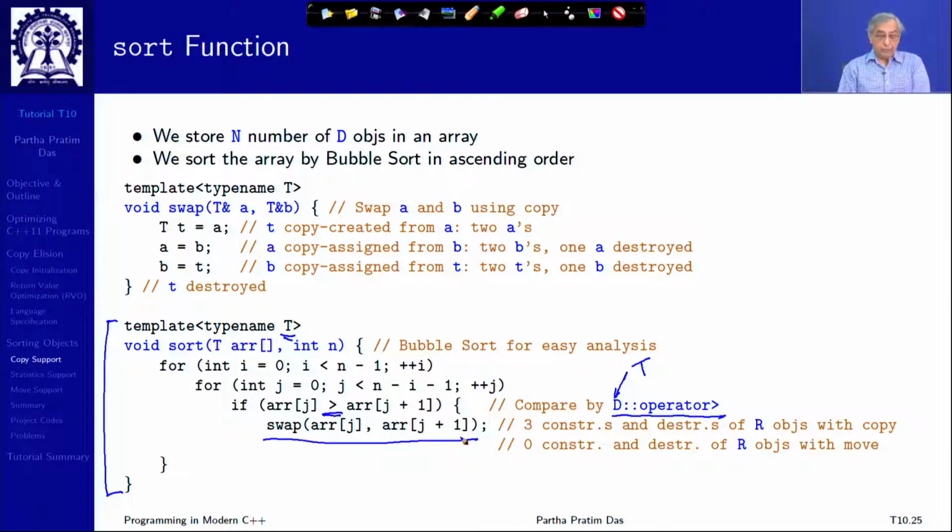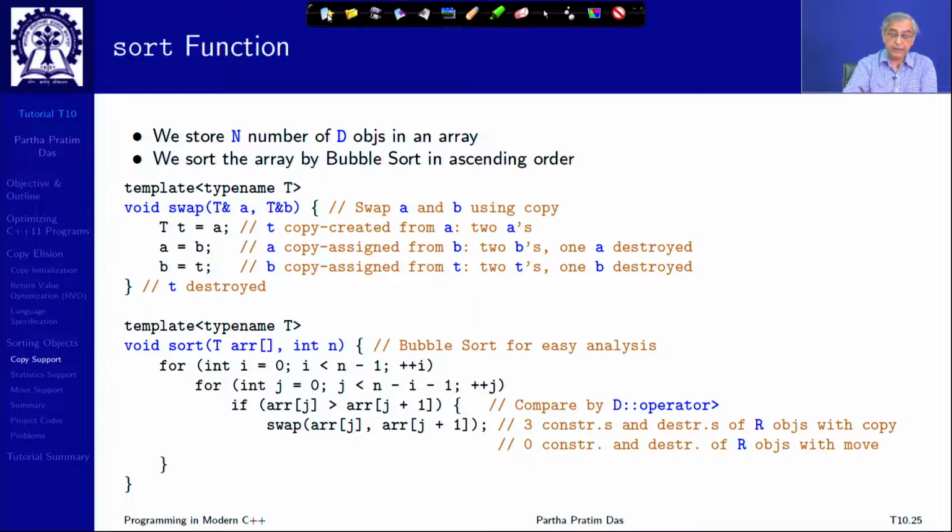Now, when I want to swap these two objects, naturally I make use of this swap function, which is a standard templatized swap function, which as you know does 3 copies. So, 3 constructors and destructors of the resource object with copy will have to be done, right. With move, the scenario will change.